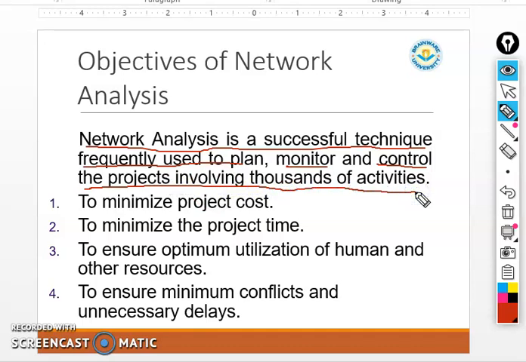When we construct a building, there aren't only 5 or 7 or 10 activities. If you learn the network analysis and the way of representation of a network analysis, and after evaluation of the result of the network analysis using PERT and CPM, your object is monitoring the plan, controlling the project, and it is frequently used in the different plans. Our objective is to minimize the project's cost. It is always preferable for everyone that the costing of the project should decrease. To minimize the project time is also very important.